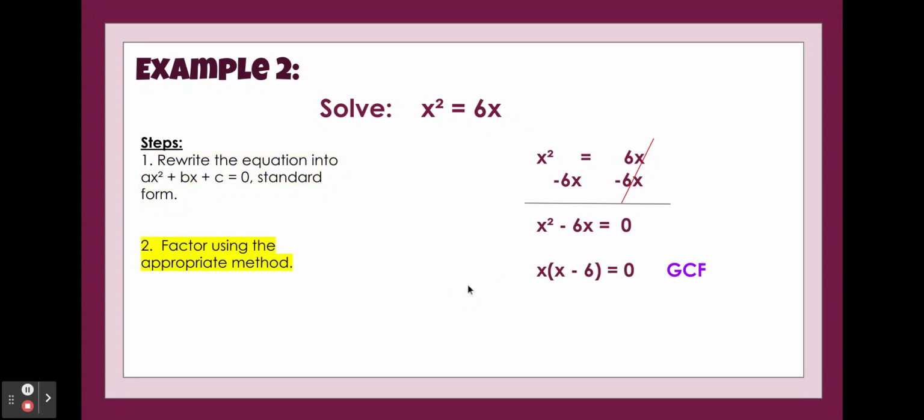Now we're going to factor this. This time, it is a binomial, not a trinomial, so the appropriate method in this example would be GCF. The GCF of x squared and 6x is x. When we divide out the GCF, we are left with x minus 6.